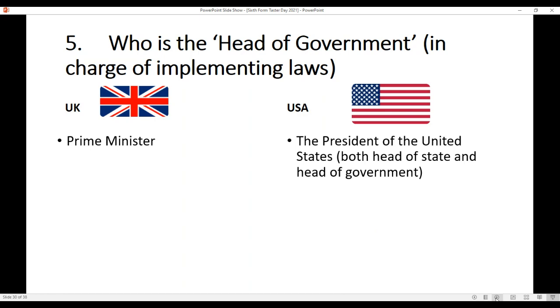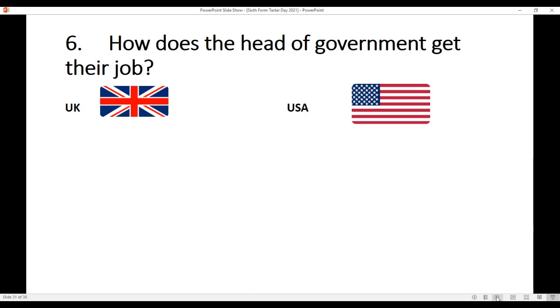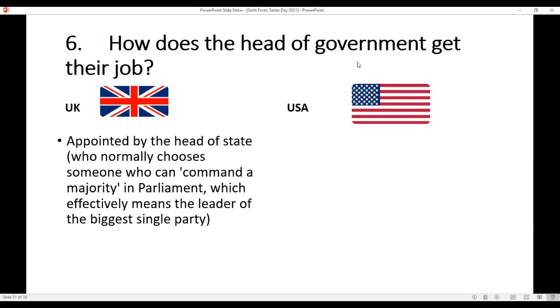Interesting. Let's move on. Question 6. How does the head of government get their job? How do they end up in that position? A few seconds to work it out. Well, the answer is, in the United Kingdom, the head of government, the prime minister, is appointed by the head of state. Okay, appointed, in other words, by the monarch. The head of state normally chooses someone who can command a majority in parliament, which effectively means being the leader of the biggest single party in parliament. Okay, normally that happens after an election.